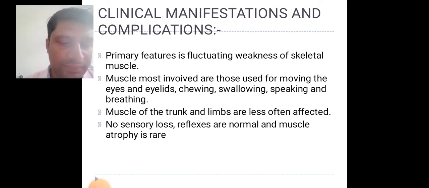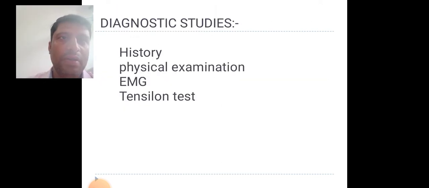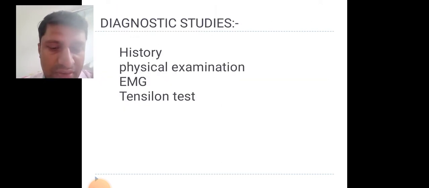Next, if we talk about the complications, there are several complications related to myasthenia gravis. This includes many muscles progressively involved, usually the lower muscles are less involved. There is difficulty in chewing and swallowing food. Speech is also affected, and the voice often fades after a long conversation.